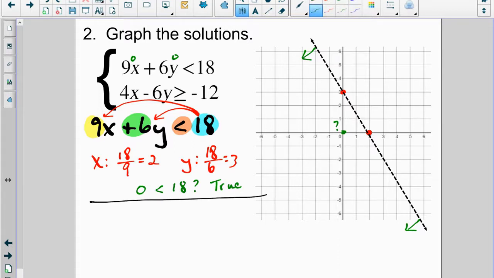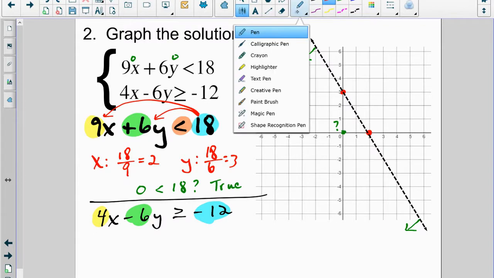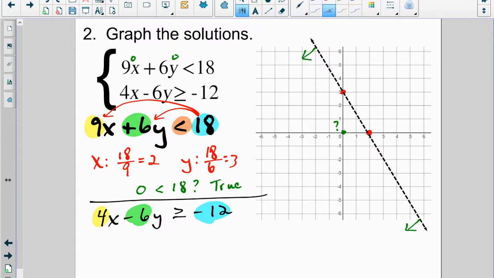All right, let's do the same thing for the second inequality, and then we'll be able to shade the solutions. 4x minus 6y is greater than or equal to negative 12. I'll highlight to color code. We're using the highlighter here to just give us that visual for finding the intercepts.